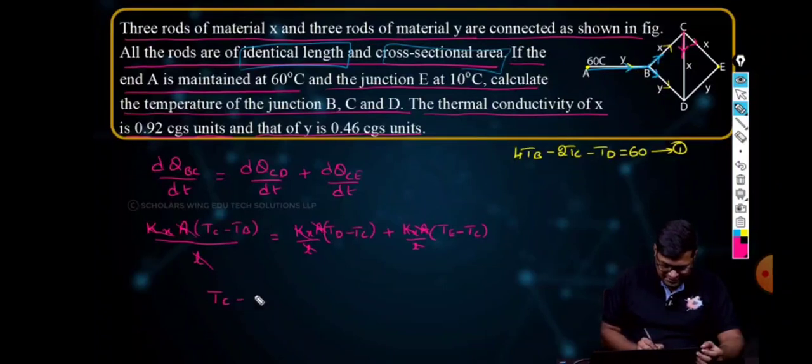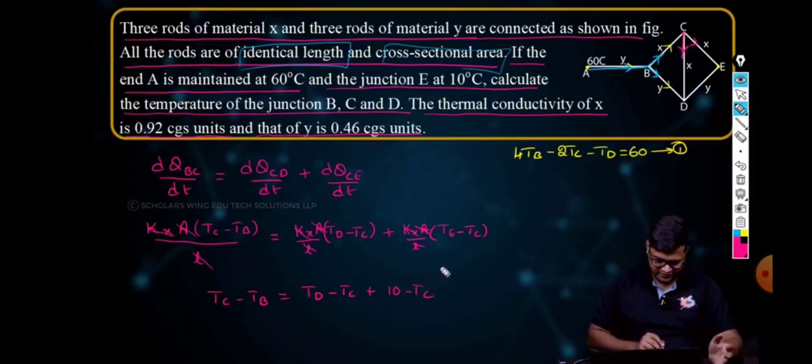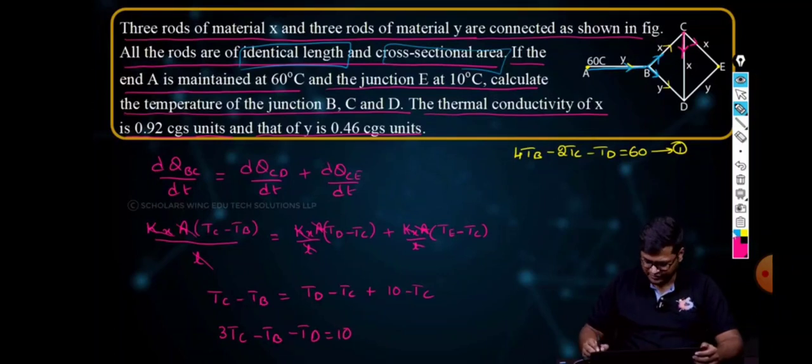So TC minus TB is equal to TD minus TC plus temperature of E junction is 10 degrees Celsius minus TC. So minus TC minus TC, minus 2TC, if I send to the other side, 3TC minus TB minus TD is equal to 10. So this will be our second equation. 3TC minus TB minus TD is equal to 10.